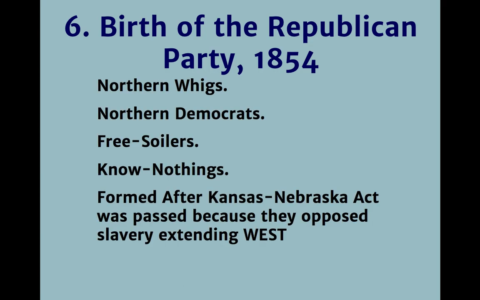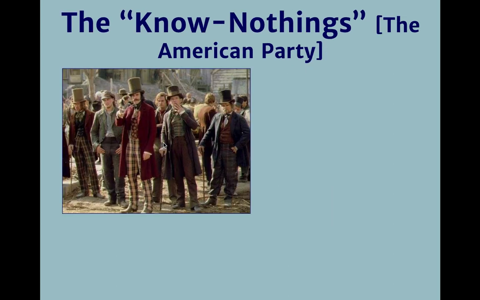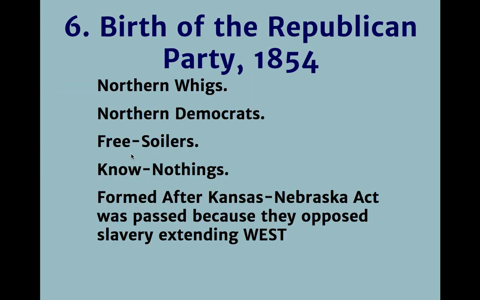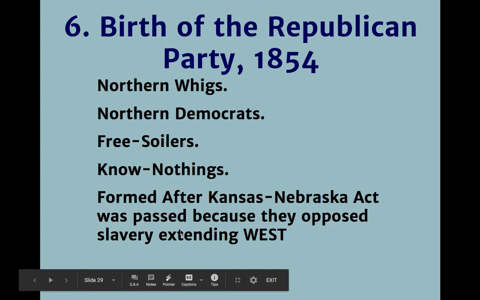When we talk about the Republican Party, they're made up of 4 groups, so you need to write down the 4 groups. They're made up of Northern Whigs, a break off of the Northern Democrats, the Free Soilers, who remember we talked about were anti-expansion of slavery, and then the creation of the Know-Nothings.